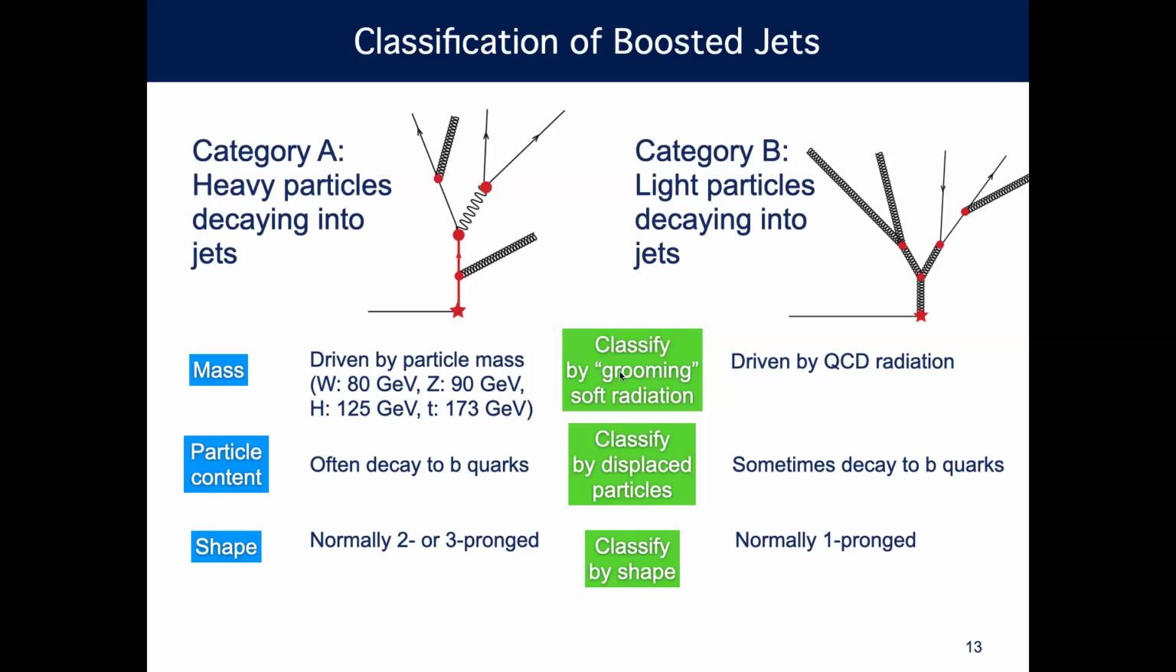The first thing is if you have the mass, you can classify this by grooming away the soft radiation, because that will eliminate most of the mass of most QCD jets.